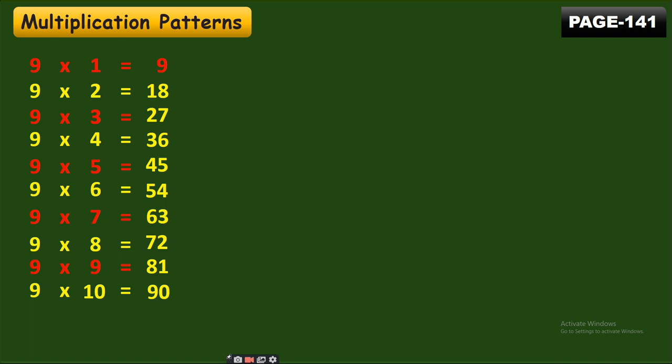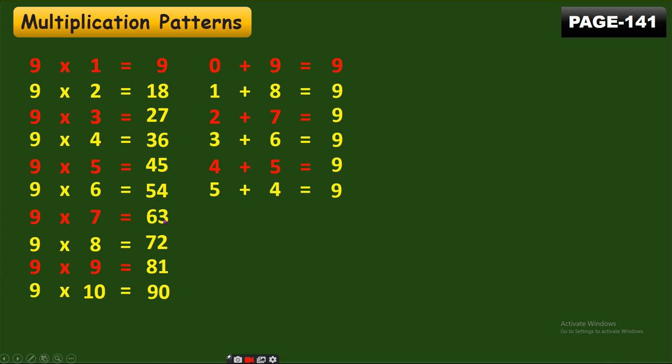9 का जो table है उसमें कुछ pattern है, देखते हैं आगे कौन सी पैटर्न है इसमें. Next, here 0 plus 9, 9; 18, so 1 plus 8, 9; 27, 2 plus 7, 9; 36, 3 plus 6, 9; 45, 4 plus 5, 9; 54, 5 plus 4, 9; 63, 6 plus 3, 9; 72, 7 plus 2, 9; 81, 8 plus 1, 9; and 90, 9 plus 0, 9.